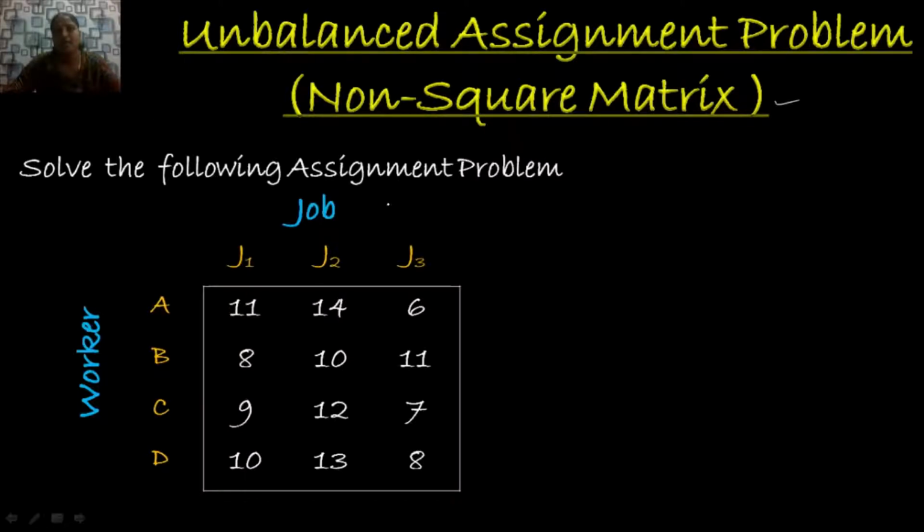Here workers and jobs are given. There are 4 workers A, B, C, D, but there are only 3 jobs J1, J2, J3. Look at this matrix. It is not a square matrix. So, if it is not a square matrix, then the given problem is an unbalanced assignment problem.